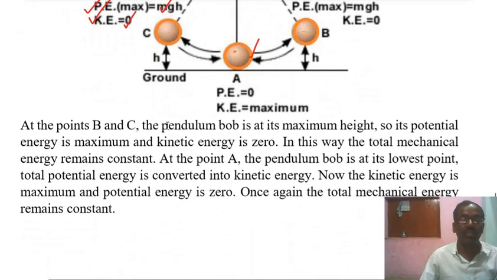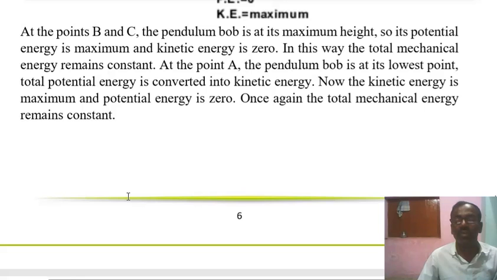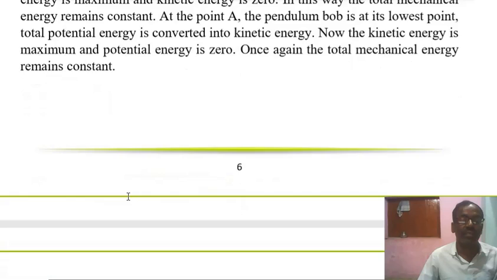At points B and C of the pendulum, the bob is at its maximum height, so its potential energy is maximum and kinetic energy is zero. In this way, the total mechanical energy remains constant. At point A, the pendulum bob is at its lowest point. Total potential energy is converted into kinetic energy. Now the kinetic energy is maximum and the potential energy is zero. Once again, the total mechanical energy remains constant.